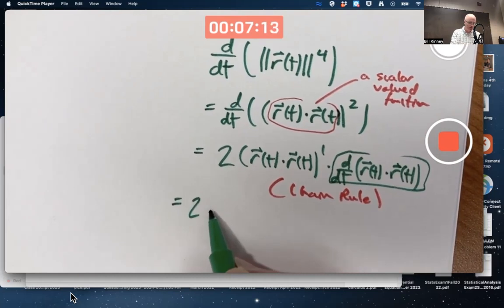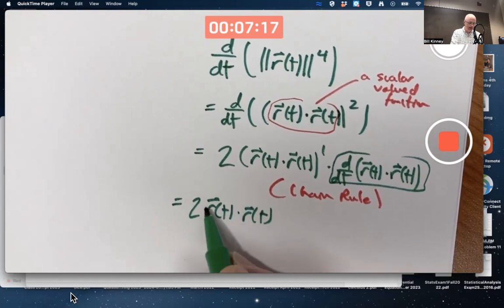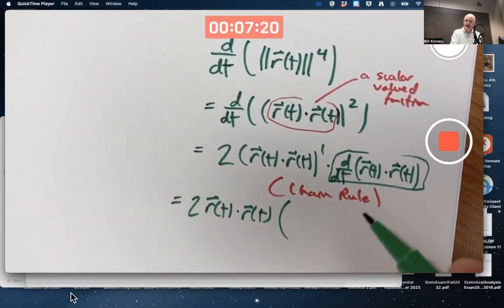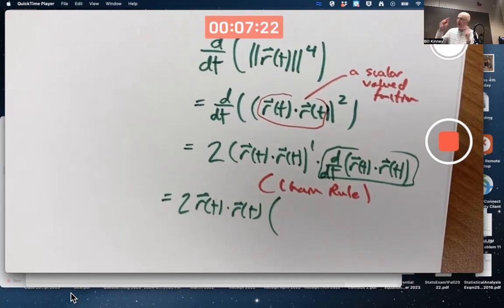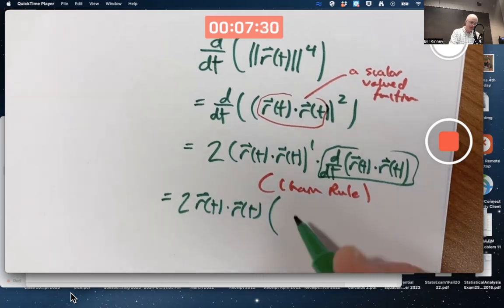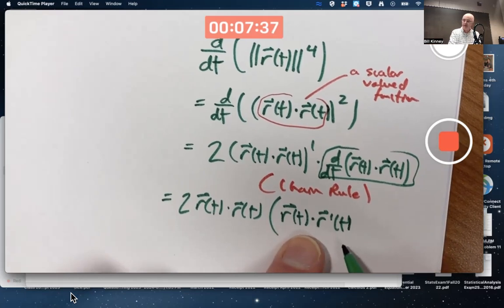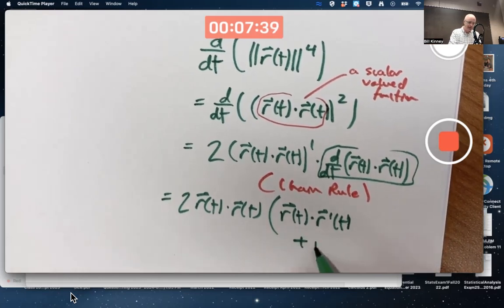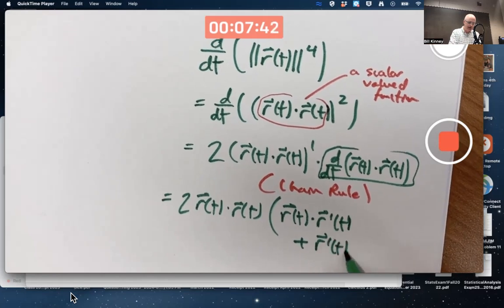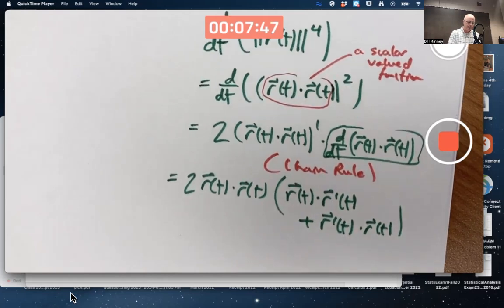So I got 2 r of t dotted with itself times the derivative of this, which is a product, quote unquote, of 2 vector valued functions. It's a dot product. There is a product rule for dot products. It's going to give you r of t dot r prime of t, the first function dotted with the derivative of the second, plus the derivative of the first function dotted with the second. That's the product rule that I just used.